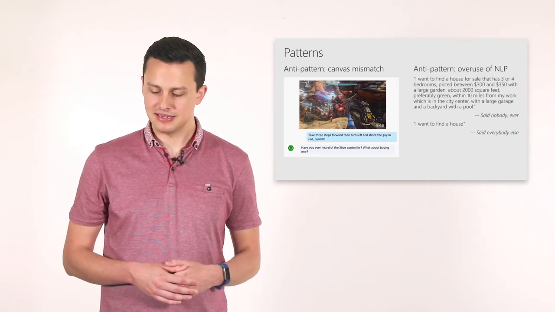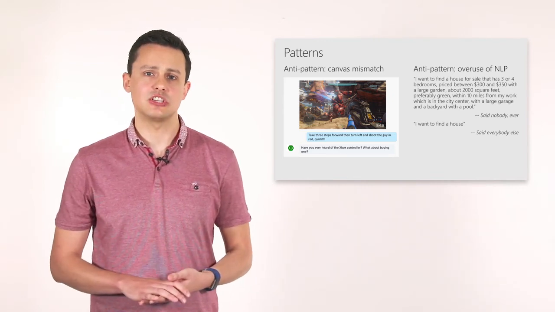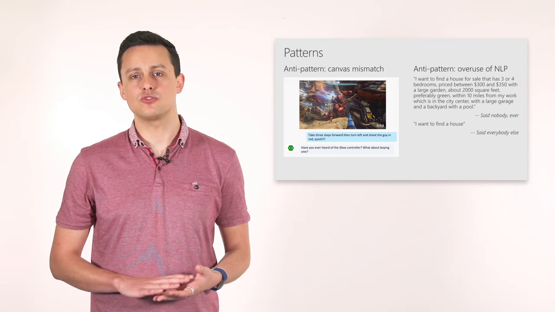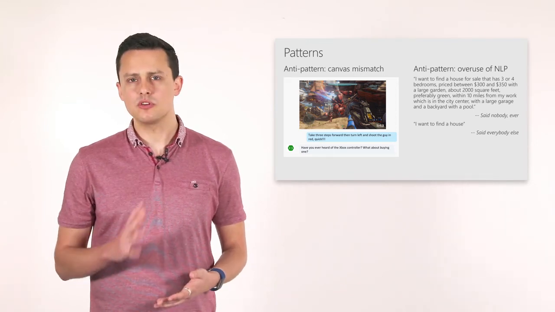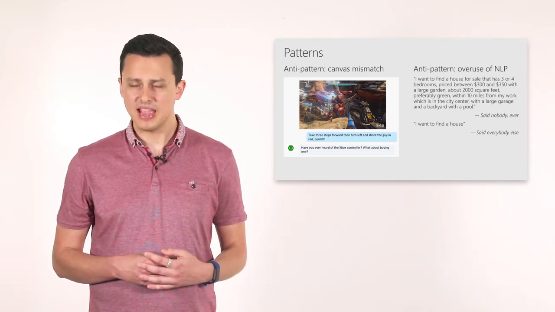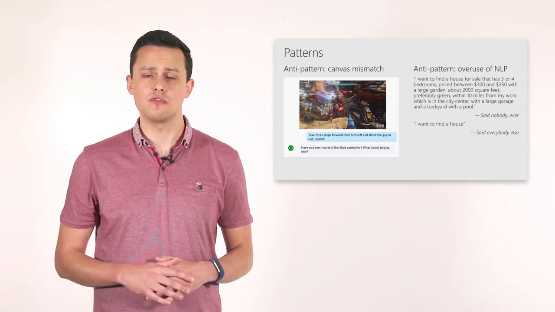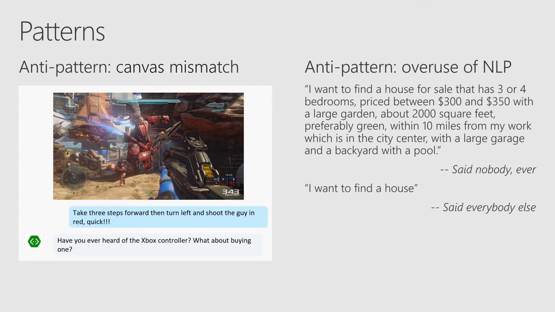The next anti-pattern to consider is an overuse of natural language. We're going to talk about a number of different technologies today that help you process natural language. However, it's important to recognize that people speak in a variety of unusual ways. And over-investing in natural language can be detrimental to the overall impact of your bot. For example, I have a quote here from a theoretical user who is looking for a house, and they specify all of the details, including the price, the garden, the square footage, and its location. Very few people speak in this way.